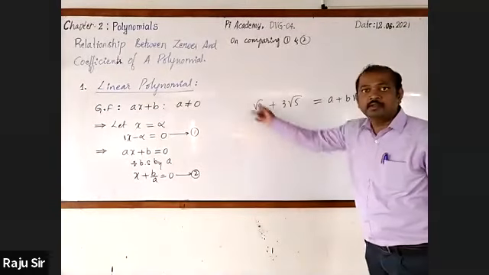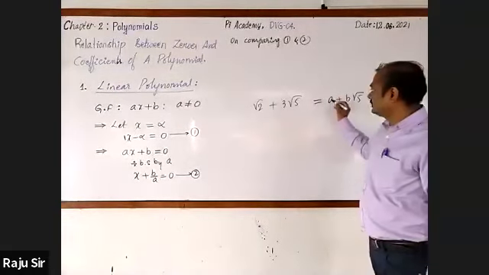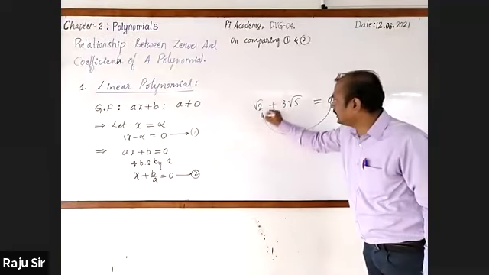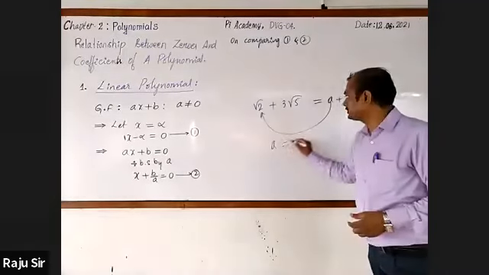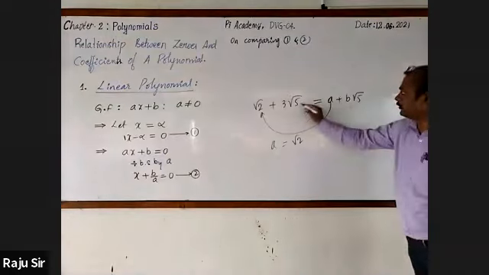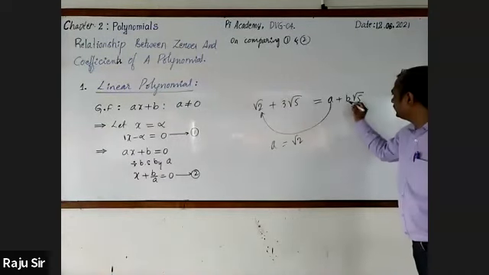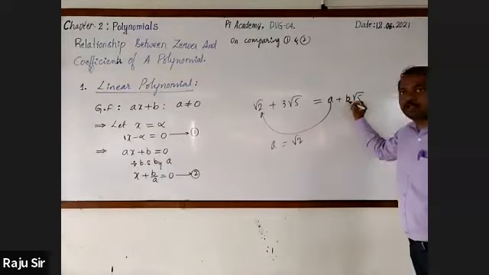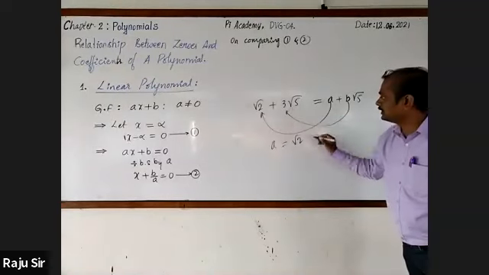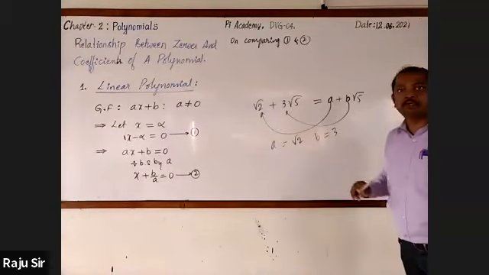You'll go for taking the coefficients. You know, in place of a, root 2. We write a is equal to root 2. Then here root 5, you won't consider that. You'll consider only the coefficient. Here b, the coefficient is 3. b is equal to 3.